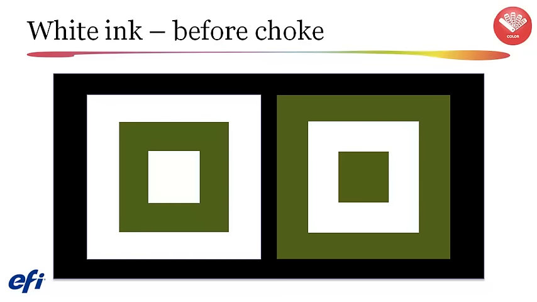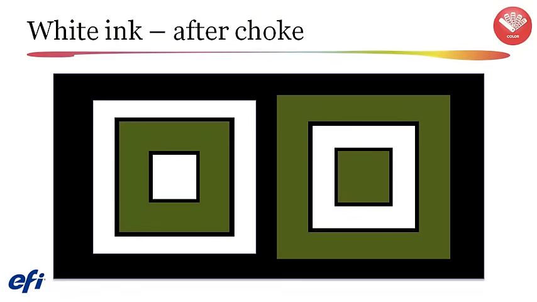Here we see the graphic before the choke value is applied, while here we see the results after choke has been applied. Here you can clearly see that the black substrate will now be exposed where the white ink areas and colored ink areas previously abutted each other.